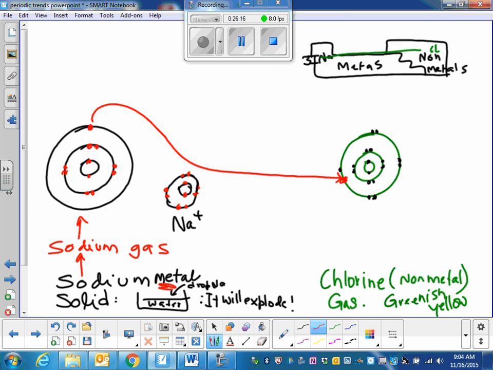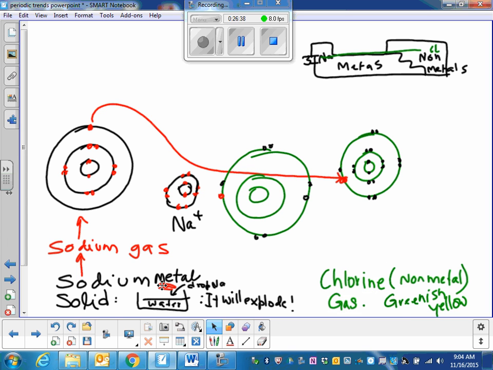What happens to chlorine as it gains the electron? What will happen if you sit in a circle and you want to accommodate another person? It gets bigger. All right? So chlorine now gets bigger than the original size, and chlorine now has how many in its outermost shell? It has 8 in its outermost shell.